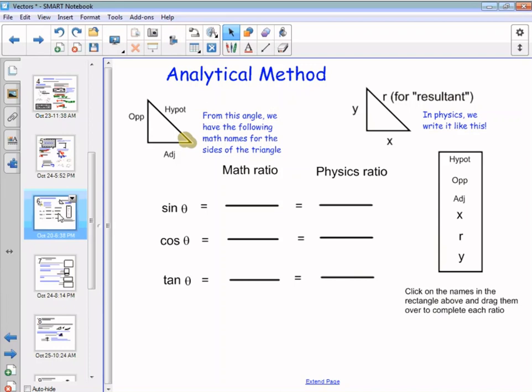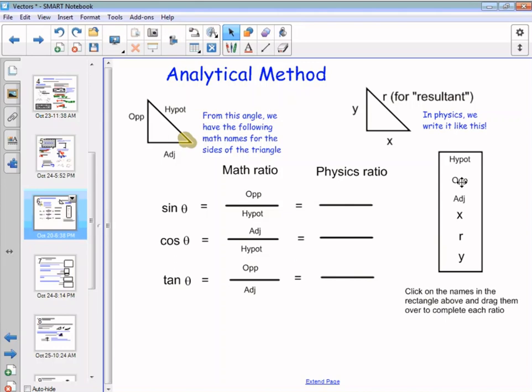So, in math class, you learn that sine of theta is blank over blank. So what do we say in math class? All right, so in that, just grab one and drag it over. Opposite over hypotenuse. Excellent. Cosine is adjacent over hypotenuse. Lovely. And tan theta is, right. All right.